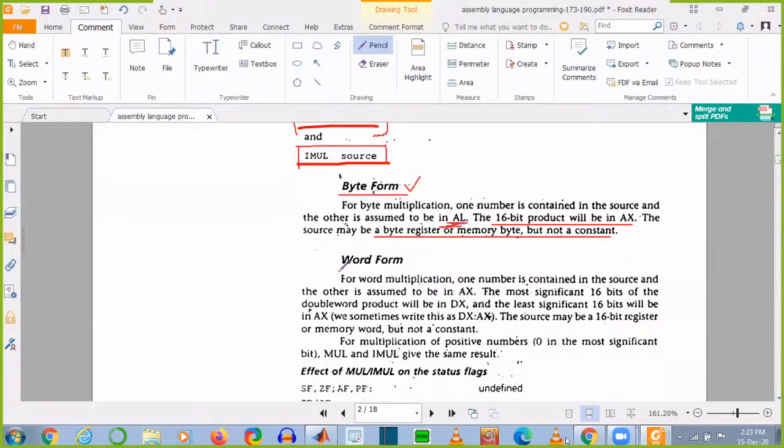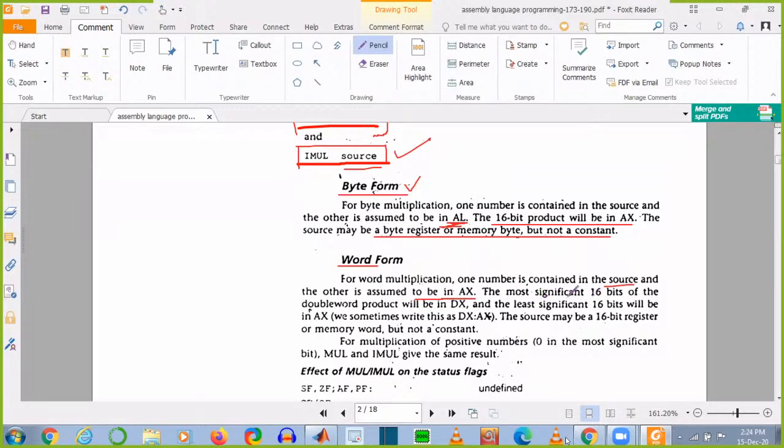Now the word form. For word multiplication, one number is contained in the source, as you can see in the command IMUL source, and the other number will be assumed in register AX. That is already defined by the processor. Whether signed or unsigned multiplication, in 16 bits, one number, which can be a register or memory location, must be in the source. This is in the syntax, the program you write. So we have a multiplier and a multiplicand. I put the multiplicand in the source, and the multiplier is assumed to be in AX automatically by the processor.